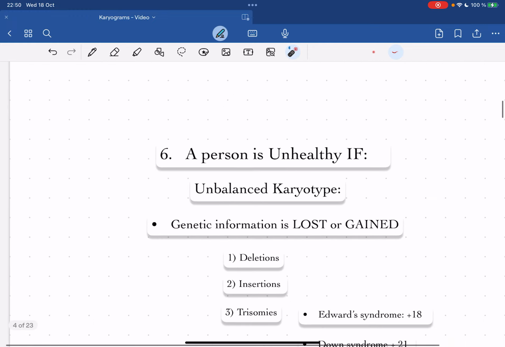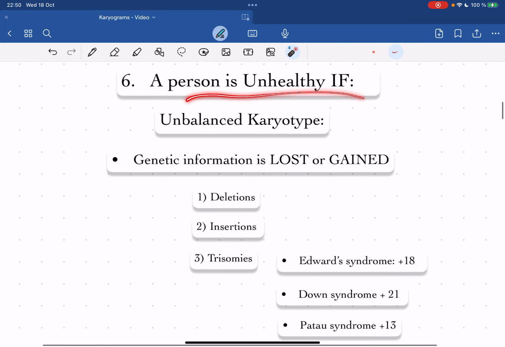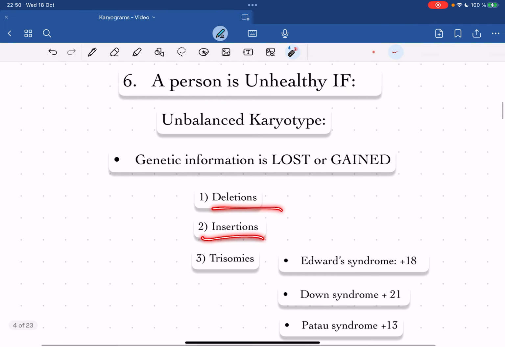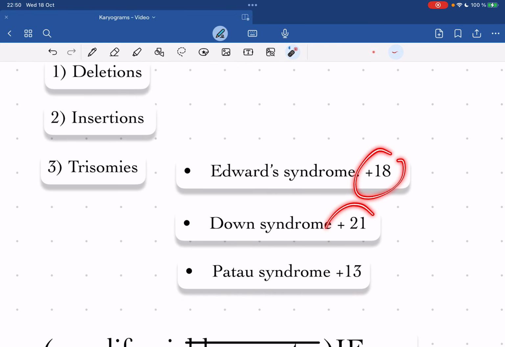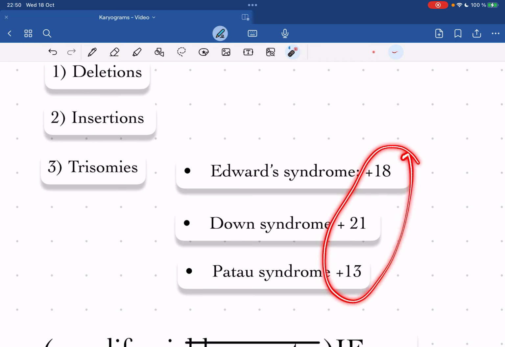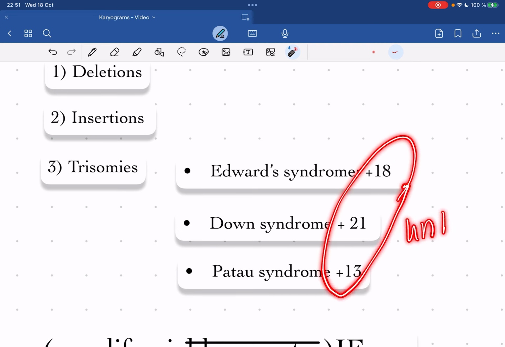So let's go down again. A person is unhealthy if they have deletions, insertions, and they have trisomies, but only in these areas. So 18, 21, and 13, you have to know this, because when you're writing the gametes or possible gametes for some karyotypes, you have to know if that gamete would be viable for life, if it would lead to healthy offspring or unhealthy offspring. So in this case, it would be viable for life, but it would be unhealthy. We'll get to examples later.